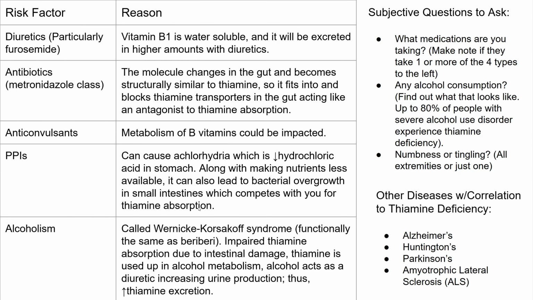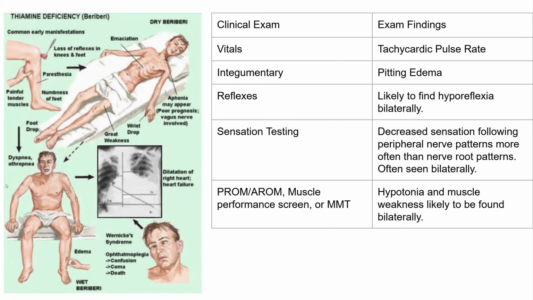And of course, note that other diseases with correlation to thiamine deficiency are Alzheimer's, Huntington's, Parkinson's, or amyotrophic lateral sclerosis, or ALS. Clinical exam in vitals, we could see tachycardia. In the integumentary system, we could see pitting edema. For reflexes, they'd potentially have hyporeflexia, which would likely be bilateral, but could start unilaterally. For sensation testing, sensation loss would likely present following peripheral nerve patterns more often than nerve root and dermatomal patterns. This would also likely present bilaterally. And muscle performance screening, as well as MMTs, could present with weakness bilaterally.